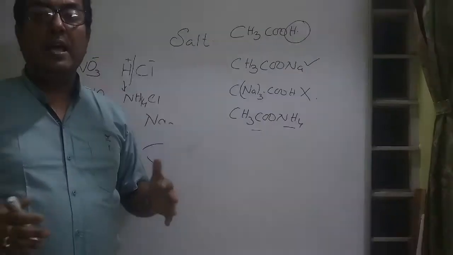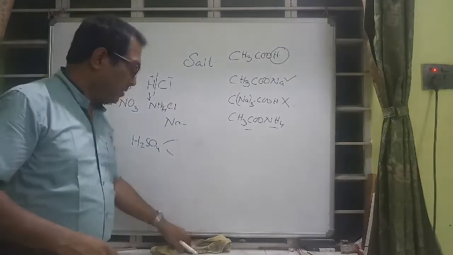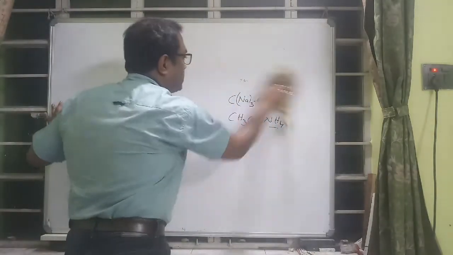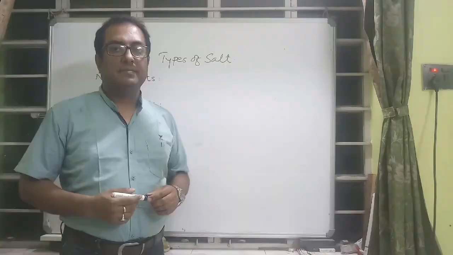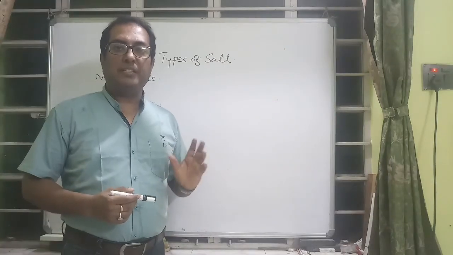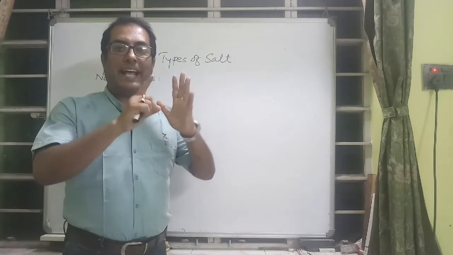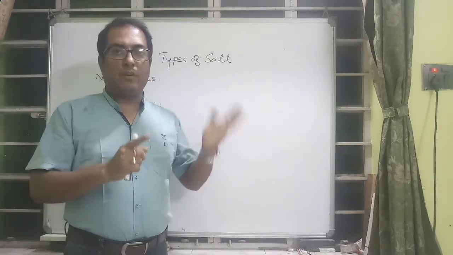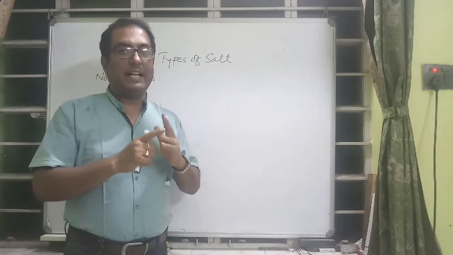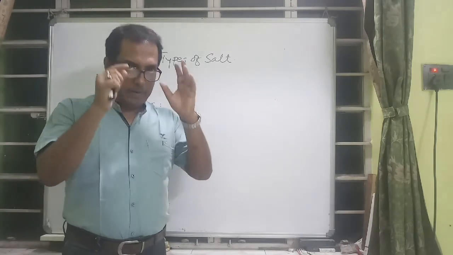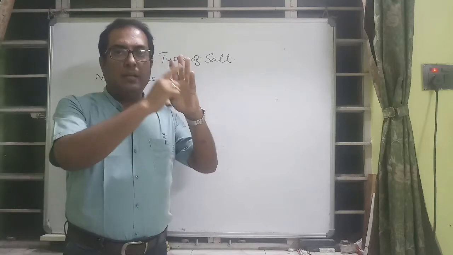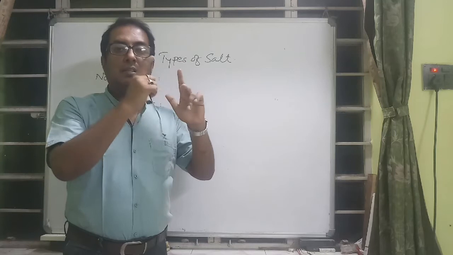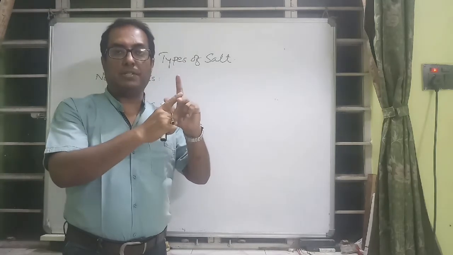Now let us see the types of salt. There are as many as 6 different types of salt. I have already discussed the normal salt and the acid salt. Students, keep on remembering: number 1 is the normal salt. Second, the acid salt. The third, we have the basic salt.